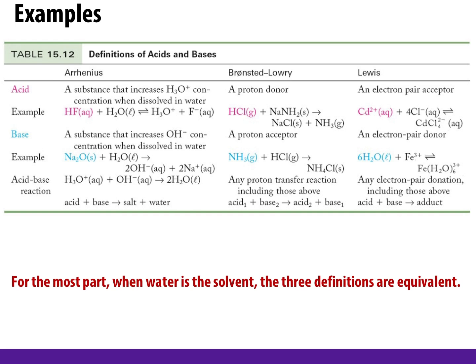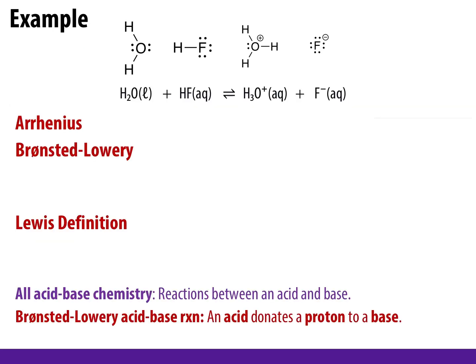So let's see how that looks for HF. Here's an example of HF in water. So we have water here reacting with HF. And again, the Arrhenius definition says that HF, hydrofluoric acid, is an acid because it will increase the concentration of H3O+ in solution. Again, we could think about that in terms of the Le Chatelier principle. The more HF we put in solution, the more this reaction will shift to the right, and therefore the more H3O+ we will make in our solution. So HF is an acid for that reason.